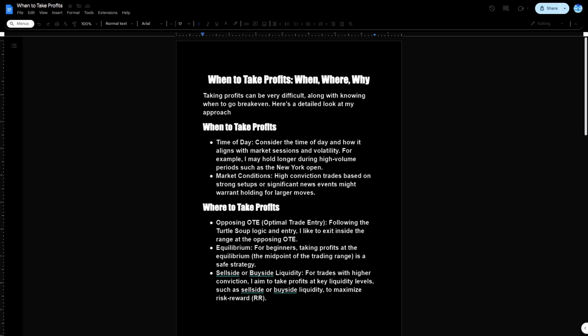Time of day is always considered for how it aligns within the market sessions and the volatility. For example, I may hold longer during high volume periods such as the New York Open, or I may close my trade or go break even depending on what the opening of the New York session is showing me. Market conditions will also give me higher or lower conviction trades based on strong setups. Significant news events might warrant holding for longer moves. Also, daily candles such as Tuesday, Wednesday, or Thursday will warrant me holding longer moves.